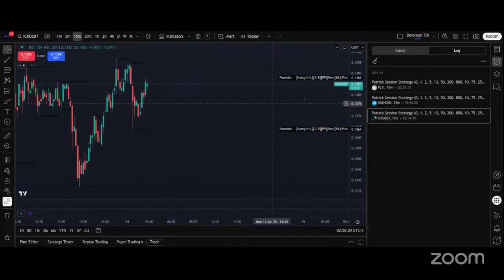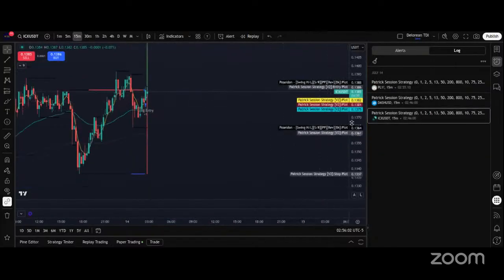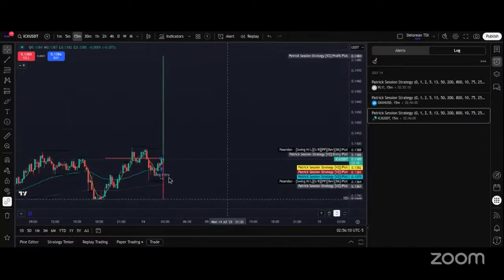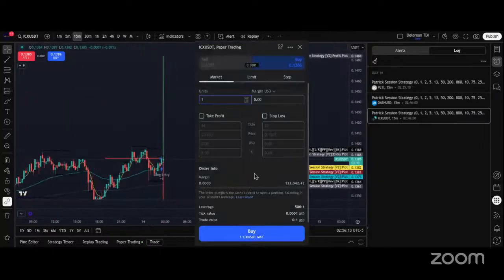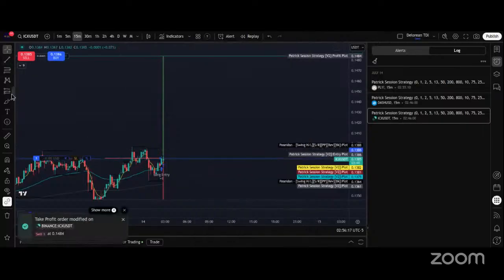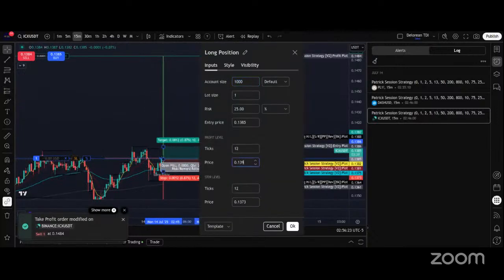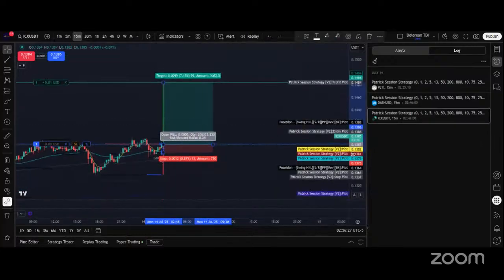Moving on, we have ICX USDT. Again, aqua gray blue. This is an uptrend. Buyers in control of the market with price above support. It's going to be a buy to 0.1484. Long position from current price. Give ourselves some additional room on this stop.